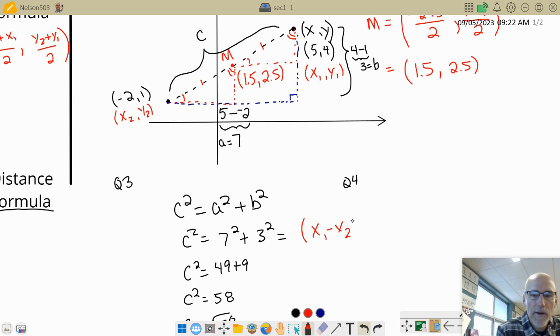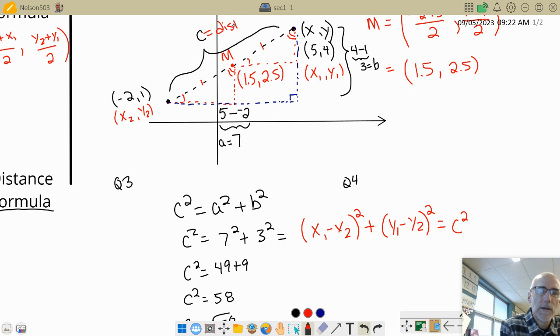And then we're going to square that, right? And then we add, and this 3 came from the y's subtracted from each other, right? The 4 minus the 1. So I'm going to go y sub 1 minus y sub 2, and I'm going to square that. And that's all equal to c squared, right? So this was all equal to my distance. C is like my distance between the 2 points, right?